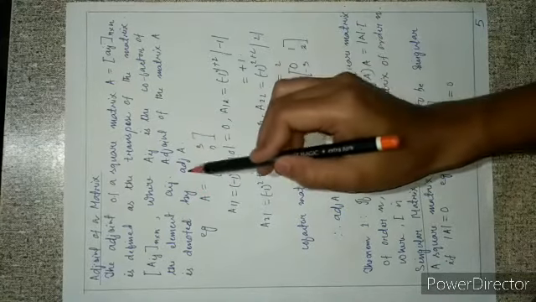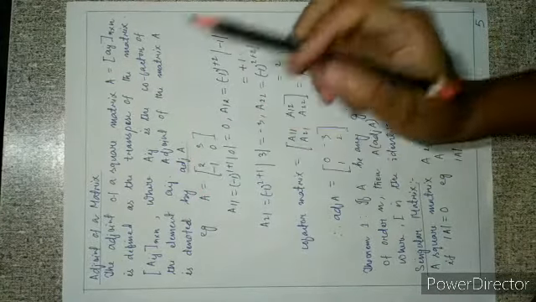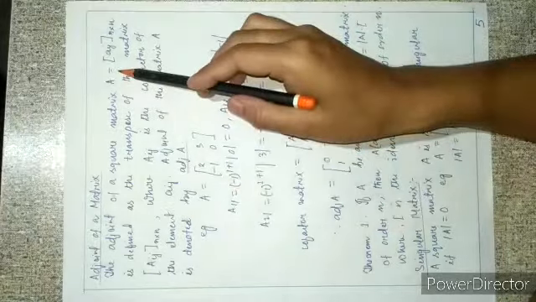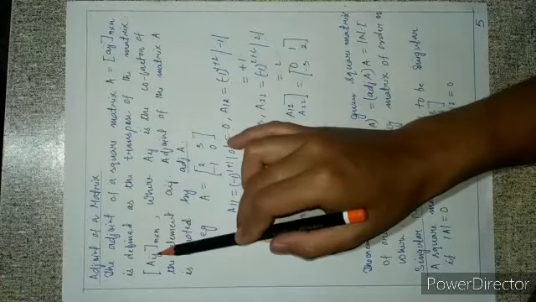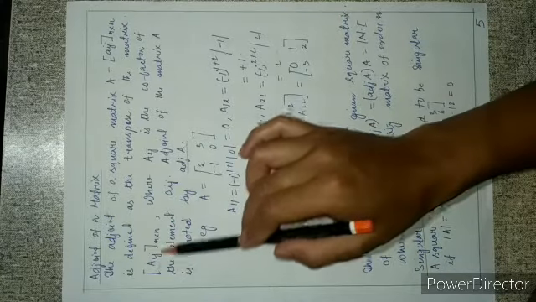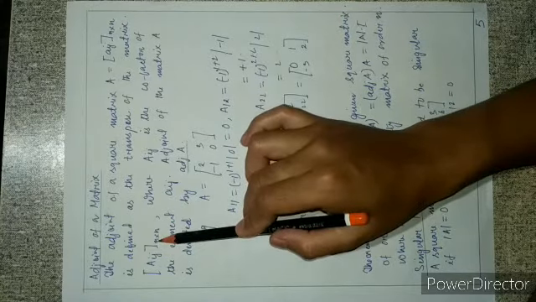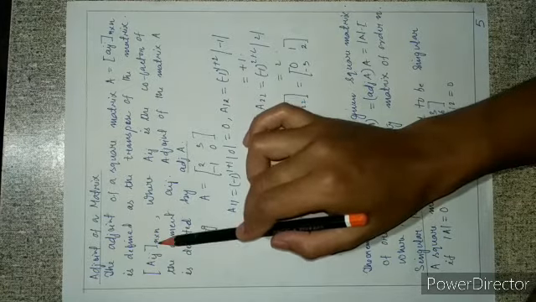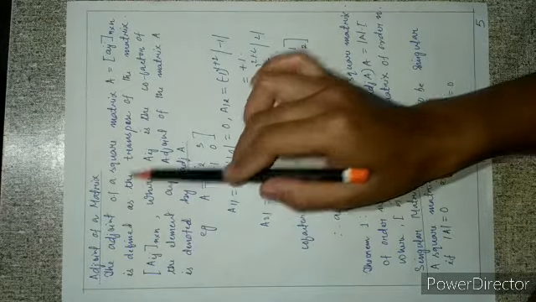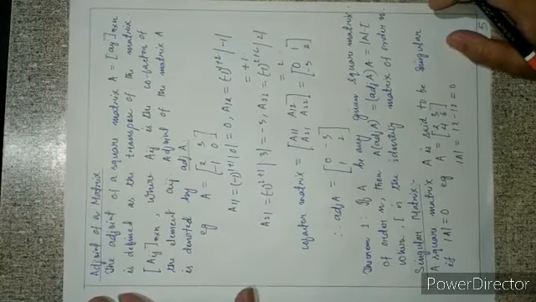Adjoint of a square matrix A is the transpose of the cofactor matrix. Cofactor matrix means the matrix formed by the corresponding cofactors of all the elements of the given square matrix. Taking the transpose of the cofactor matrix gives the adjoint.